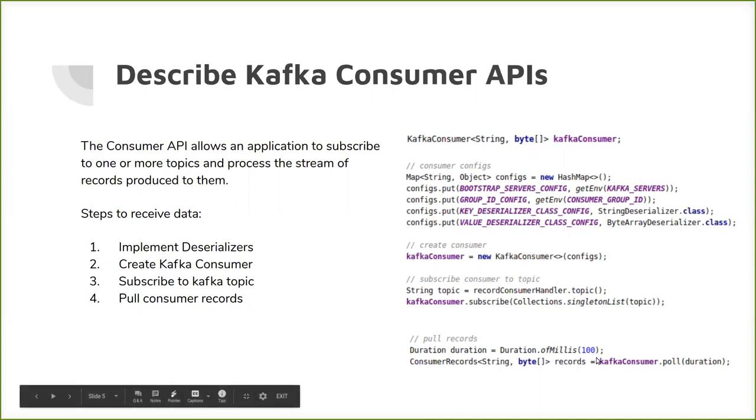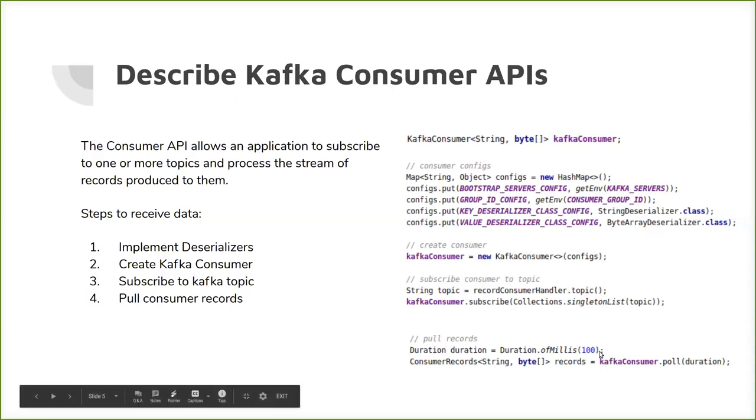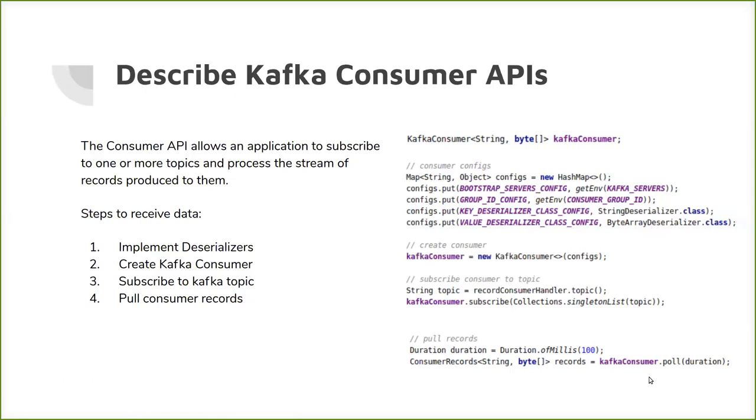And for the poll method, everything needed is just to execute poll with a duration. Duration is a time, any time you want. So how does it work? In my case, I have 100 milliseconds specified. If there are no records during this time, Kafka returns the consumer records with zero objects. If any records appeared in the topic during the time, Kafka returns them.